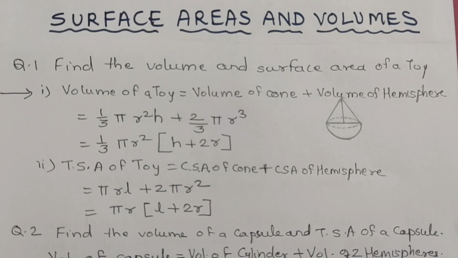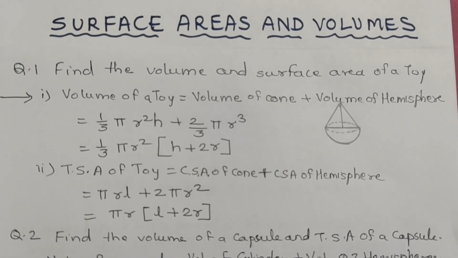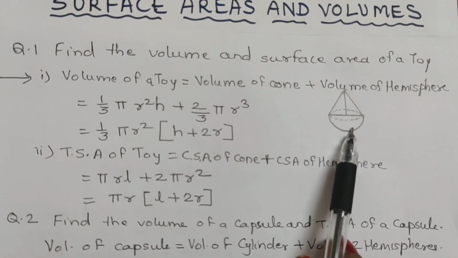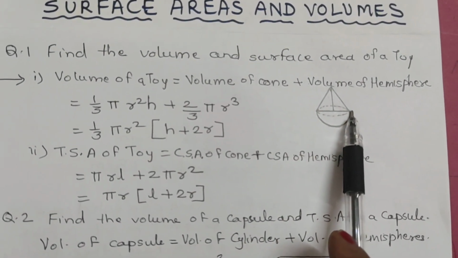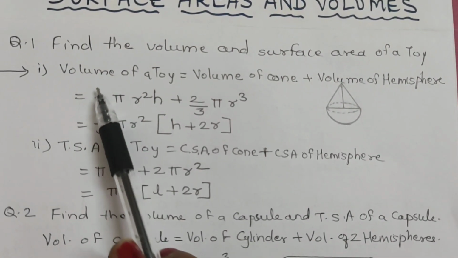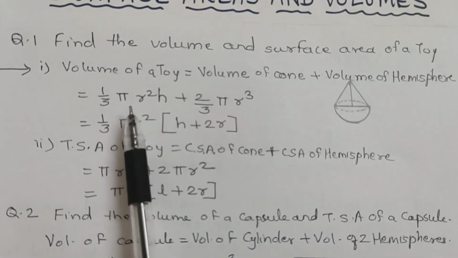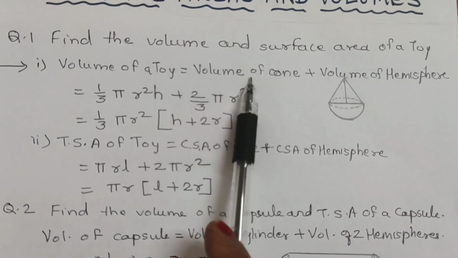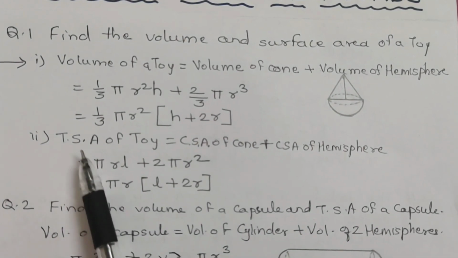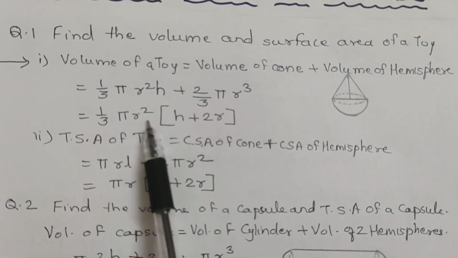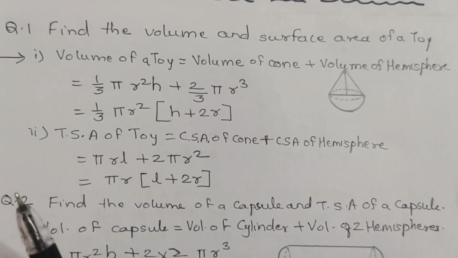Now let us solve some problems. Question number 1. Find the volume and the surface area of a toy. The shape of the toy is given here. The shape of cone on the upper side and hemisphere on the lower side. So volume of a toy is equal to volume of a cone plus volume of hemisphere. So 1/3 pi R square H, that is volume of cone, plus 2/3 pi R cube, that is volume of hemisphere. So 1/3 pi R square into H plus 2R will be the volume of the toy.